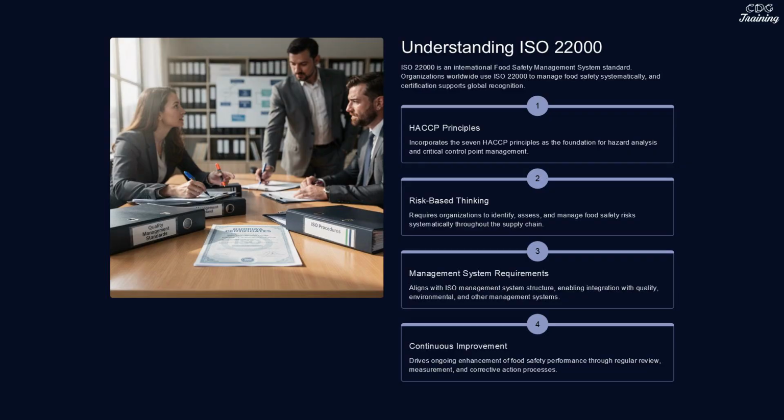ISO 22000 is an international food safety standard incorporating HACCP principles. It emphasizes risk-based thinking, management system requirements, and continuous improvement for effective food safety management.